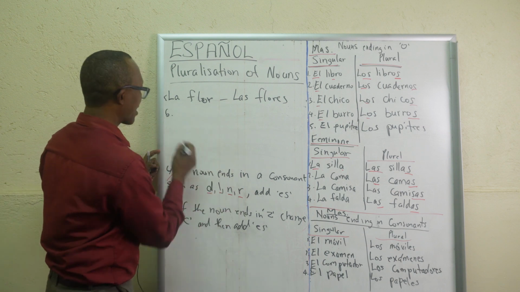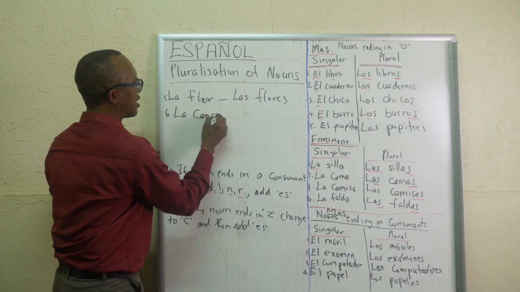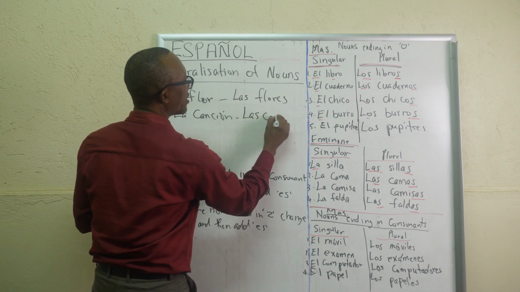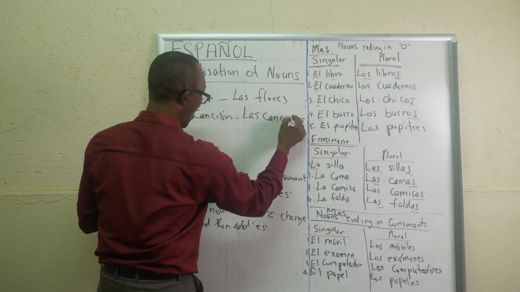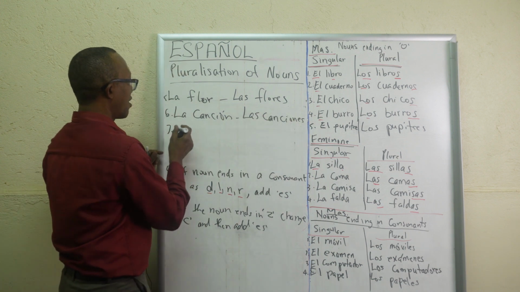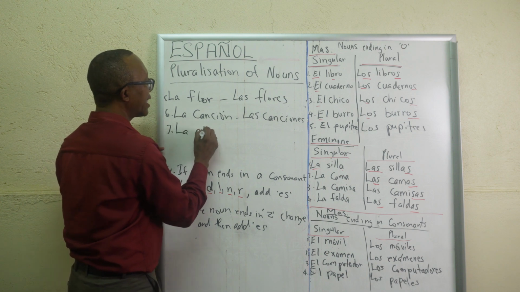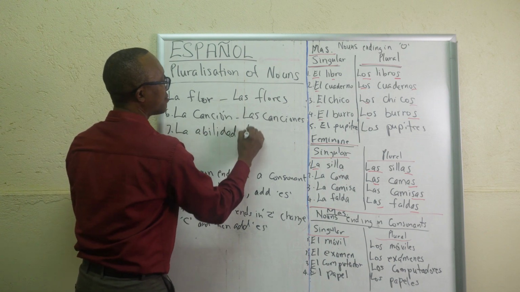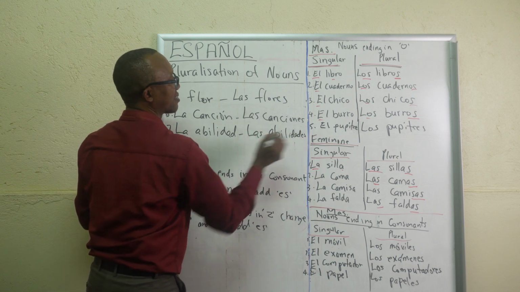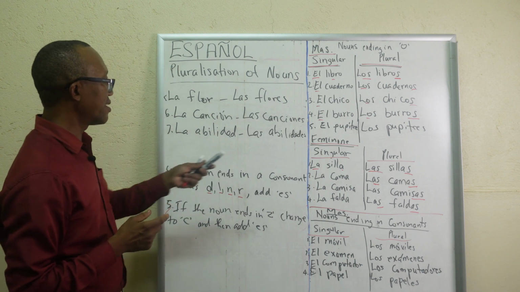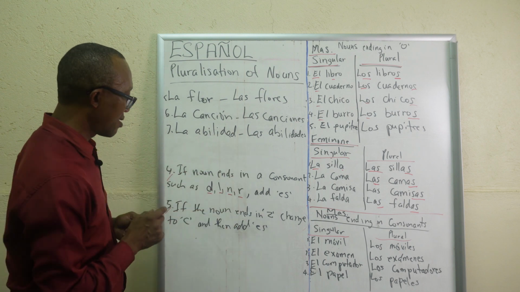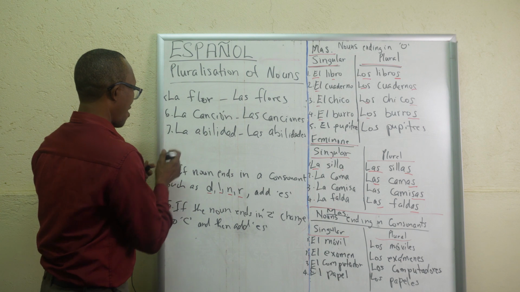The N, what about the N? La canción, song. La canción, accent on the O, becomes las canciones. You must add the ES to it. And then we have habilidad, the D you know. Ability. La habilidad becomes las habilidades. Right? So you must add the ES, since it ends in a D. What about the Z? Well, let's take the one that we are very familiar with.